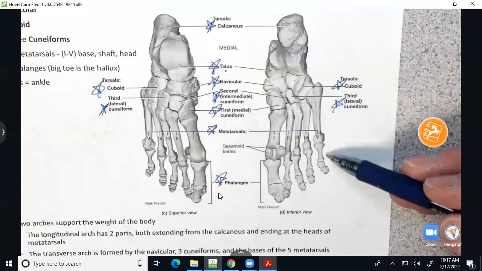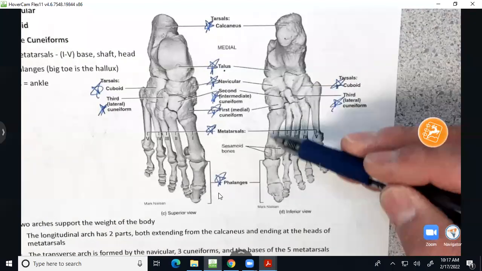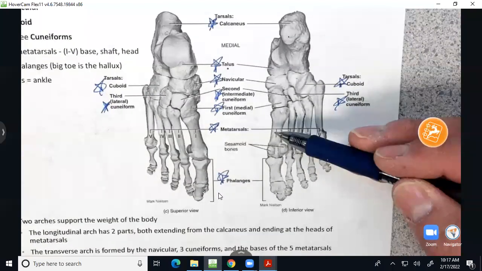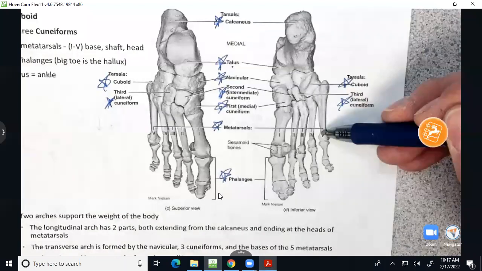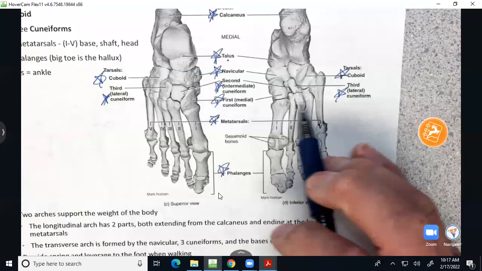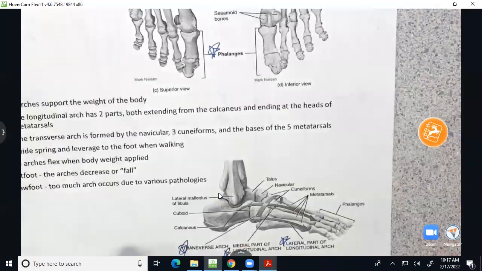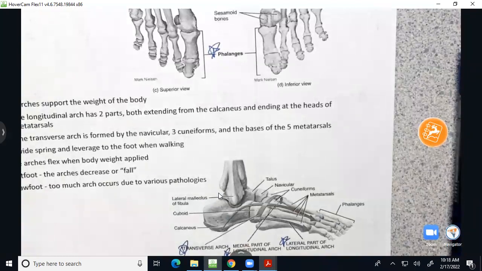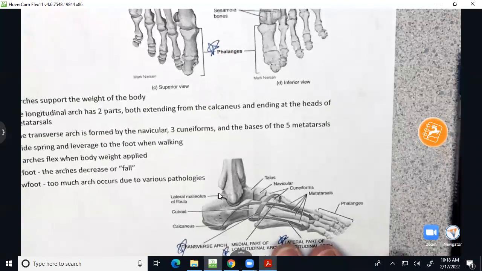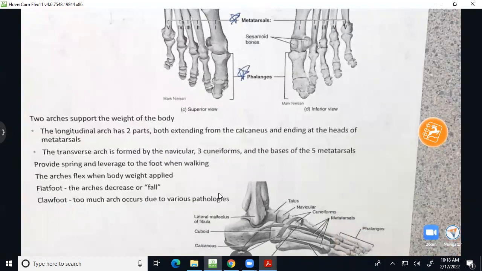If I were to draw, I'm not going to. They go from here to the big toe. That would be the medial part, and then if it goes to the pinky toe side, that would be the lateral part. Okay, and then crisscrossing horizontally would be the transverse arch. Okay, formed by the navicular, the 3 cuneiforms, and the bases of the 5 metatarsals. Okay, now the function of these is to provide spring and leverage to the foot when walking. They flex when body weight is applied.